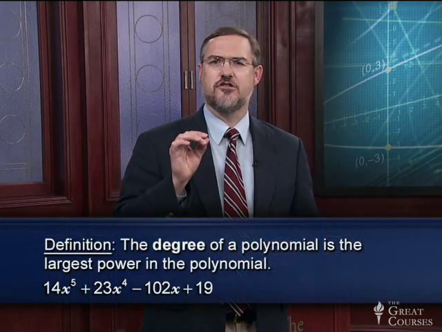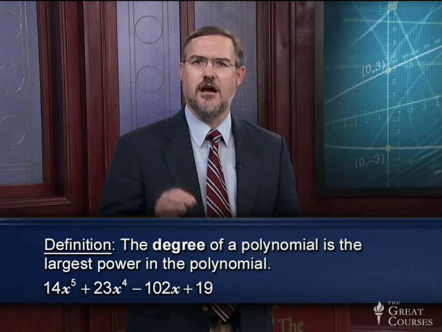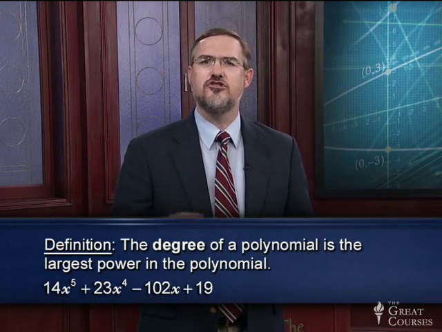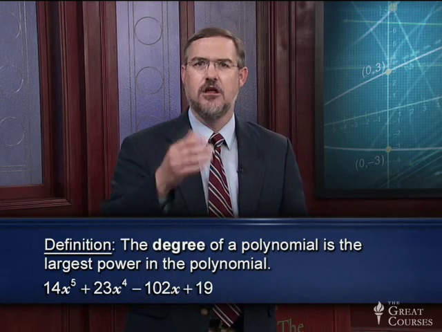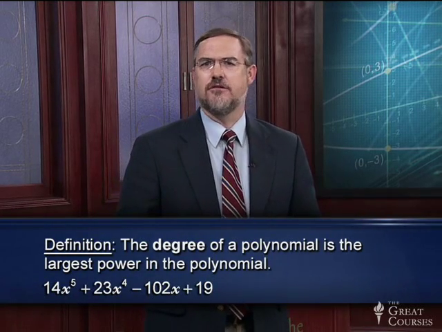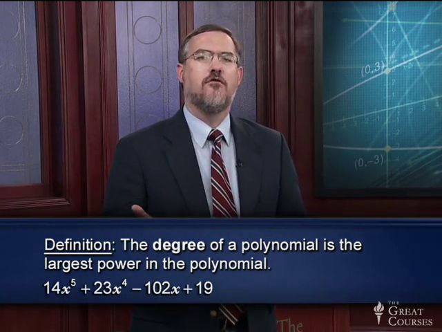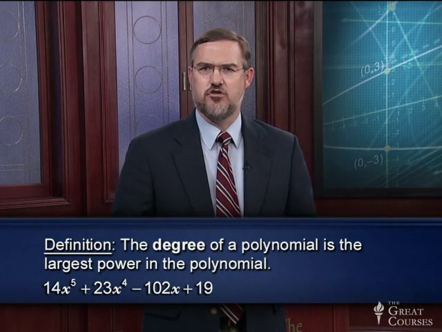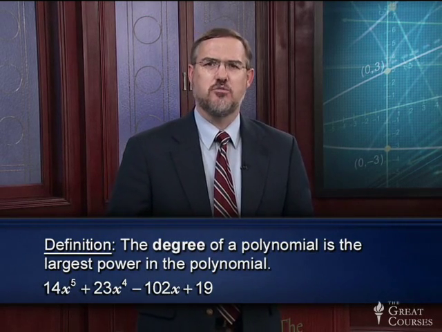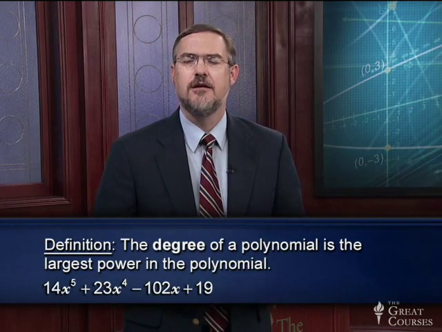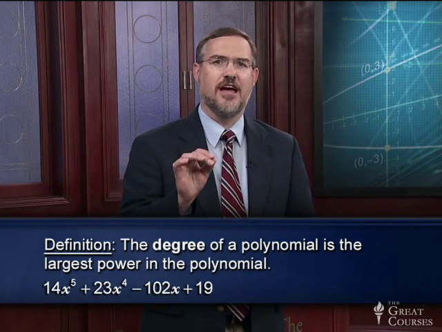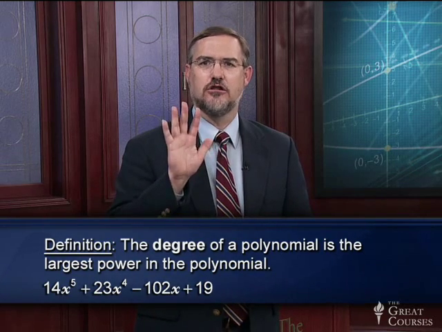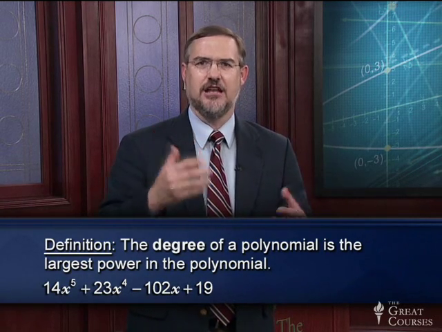Now, before we move forward, we need to mention some other very important vocabulary terms. So the first is what's called the degree. The degree of a polynomial is the largest power on the variable that's in the polynomial. So for example, take the polynomial 14 times x to the fifth plus 23x to the fourth minus 102 times x plus 19. The degree of that is 5 because that's the largest exponent on any of the powers of x.